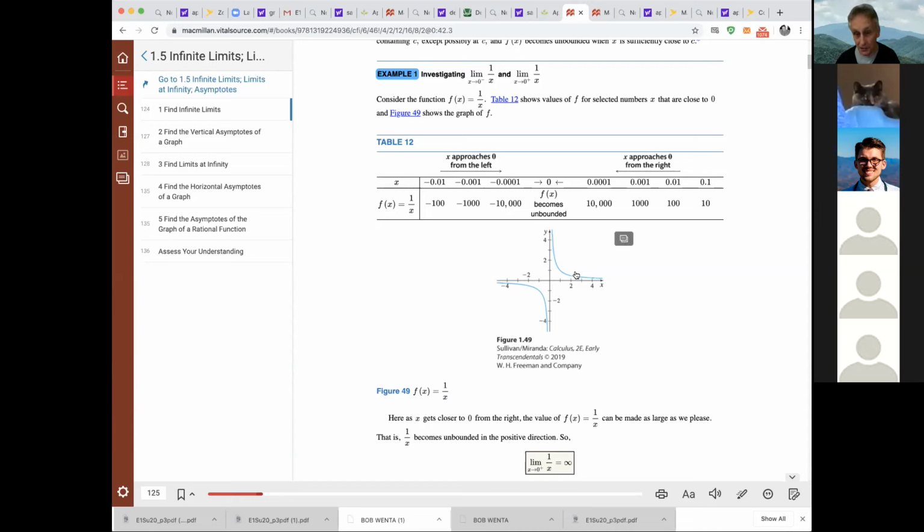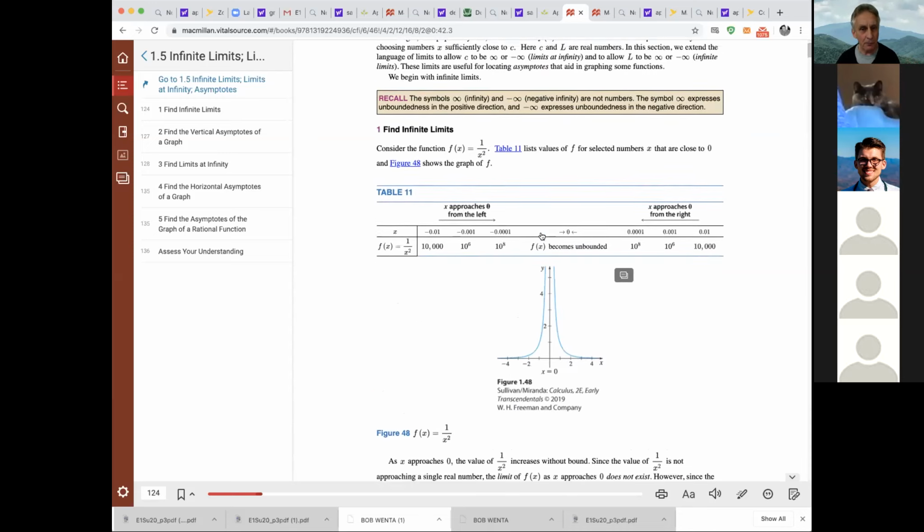As you come into 0 from the right, that means x is positive: 5, 4, 3, 2, 1, 0.5, 0.1, 0.01. They're all positive, and therefore this is coming above the x-axis down here. Whereas if you're coming in from the left, everything's going to be negative, so it's going to be down here. The same exact graph, but on the negative side. So that's an important thing to remember: when you're coming in from the right or from the left, positive or negative makes a difference.